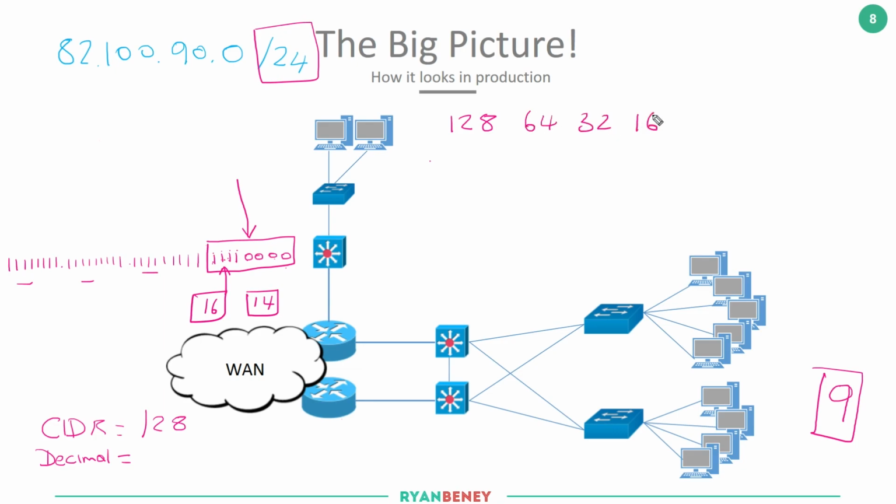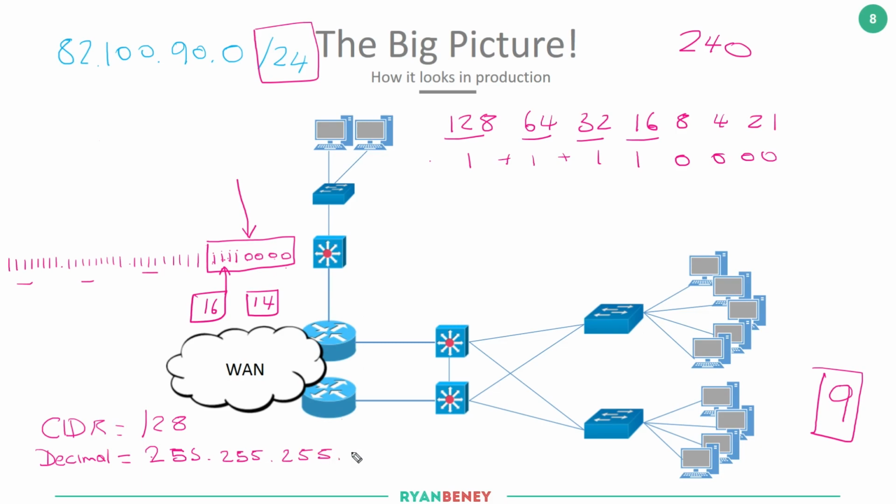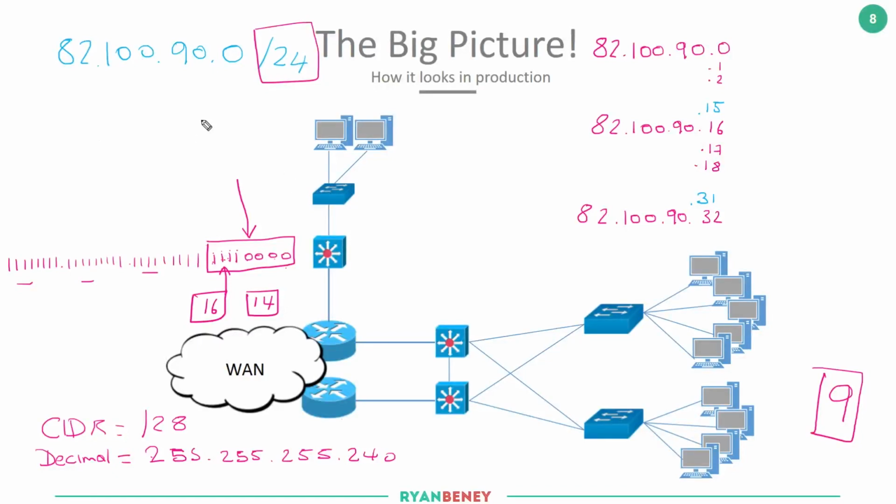Now, to work out the decimal, what we're going to do is write out our decimal conversion and place these binary bits under the correct values. So from left to right, we've got 1, 2, 3, 4, and then 4 zeros, 1, 2, 3, 4. All the bits that are turned on, if we add them all up, so that's 128 plus 64 plus 32 plus 16, is 240. So our subnet mask in decimal format would be 255.255.255.240.